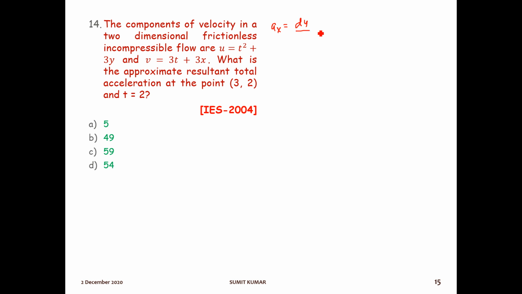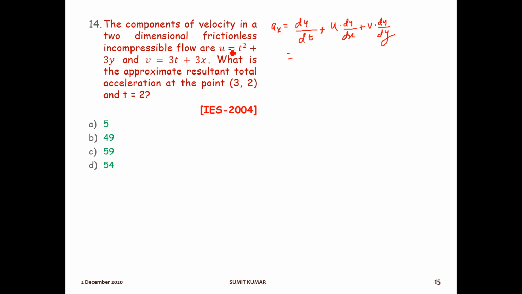du/dt plus u into du/dx plus v into du/dy. This is the total acceleration, where the first term is called temporal acceleration or local acceleration, and the last two terms are called convective acceleration. Since it is asking about the total acceleration, we will find both accelerations, that is local acceleration as well as convective acceleration.